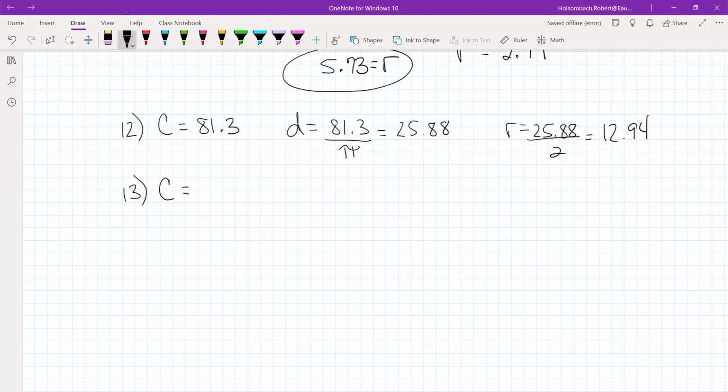My circumference equals 5. So my diameter equals 5 divided by pi. 1.59. My radius equals the 1.59 divided by 2, which is 0.8.